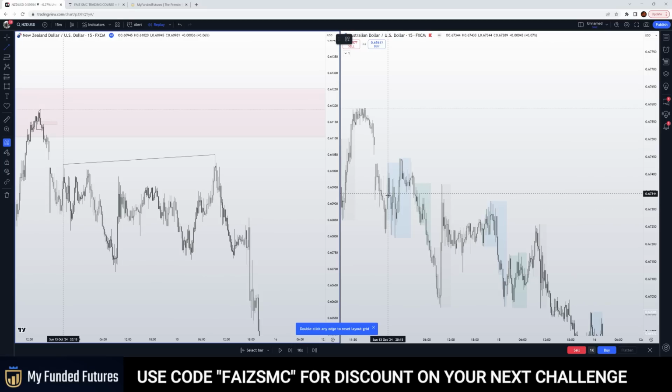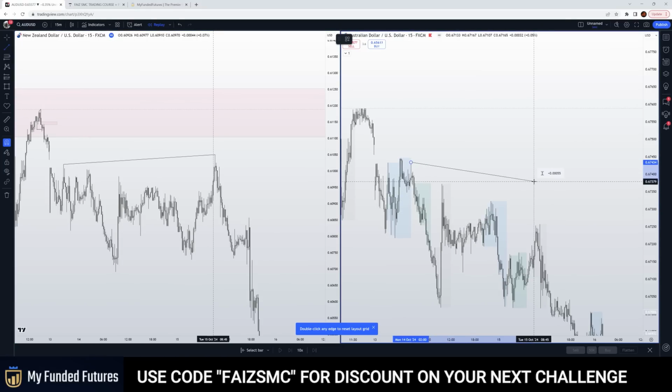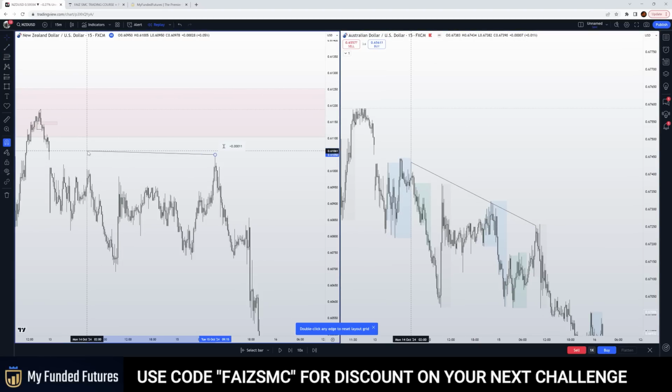So if you missed this entry, you can see that we have an SMT here, somewhere around here, right? Let me just see where. Okay, with this high probably, yeah, with this high right there. Yep. Perfect. So you can see we swept liquidity on NZD USD, right? But we failed to do so on AUD USD. This high was not swept on AUD USD, but on NZD USD we swept this high, right?